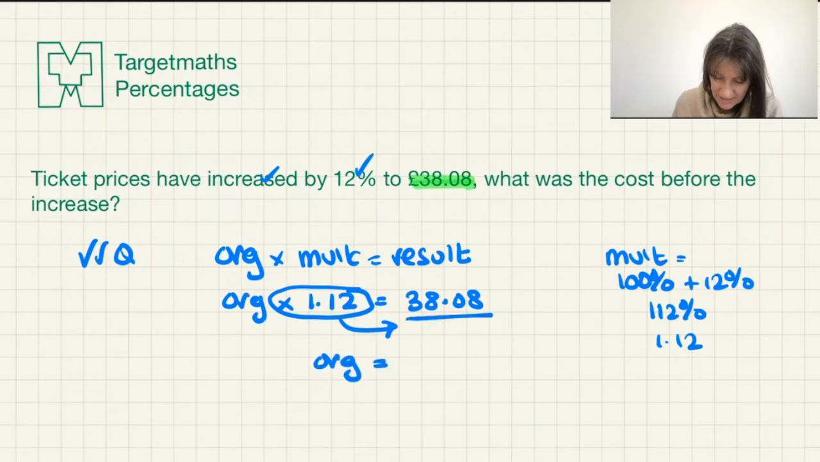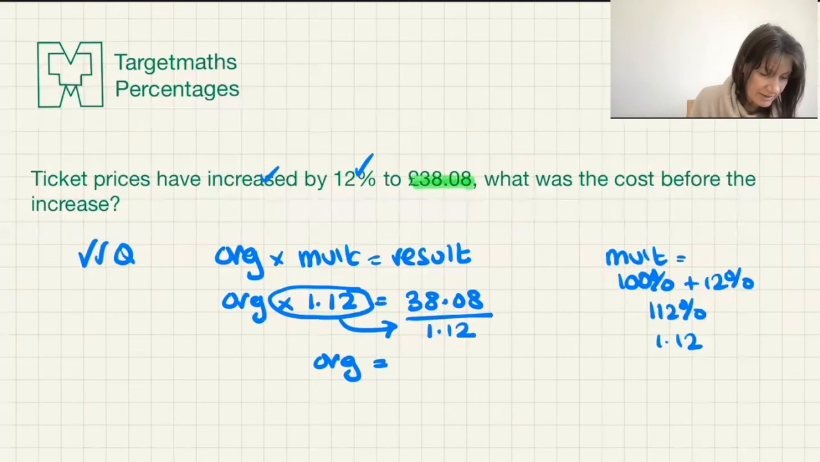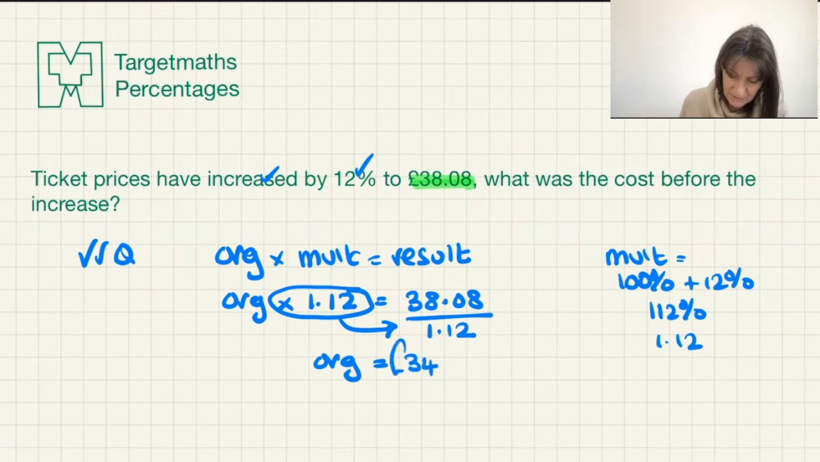It will land as 1.12. I'm going to put that into my calculator, and I've got 34. So the original price of the ticket was £34. It is now £38.08. So it went up by £4.08.